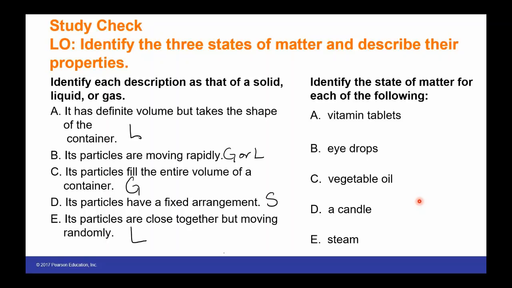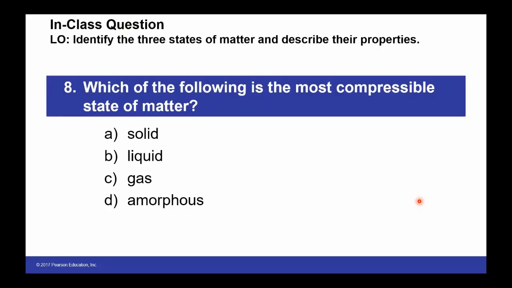Let's try this next set of questions. Identify the state of matter for each of the following. Take a moment to pause the video, answer the questions, and we'll come back and answer them together. Vitamin tablets are solids. Eye drops are a liquid. Vegetable oil is considered a liquid. A candle, not the liquid wax, but a candle itself is a solid. And steam is only what? It's gaseous water. I apologize about the siren in the background. All right. Take a moment, pause the video, answer the question, and we'll come back with the answers.